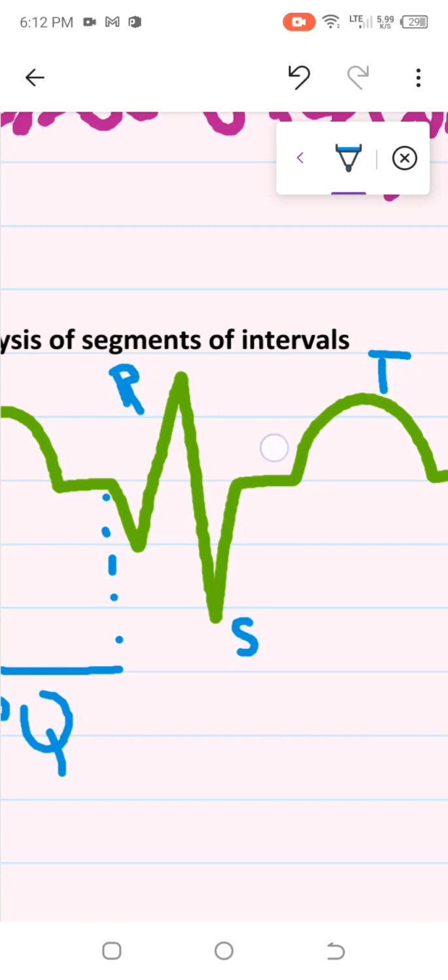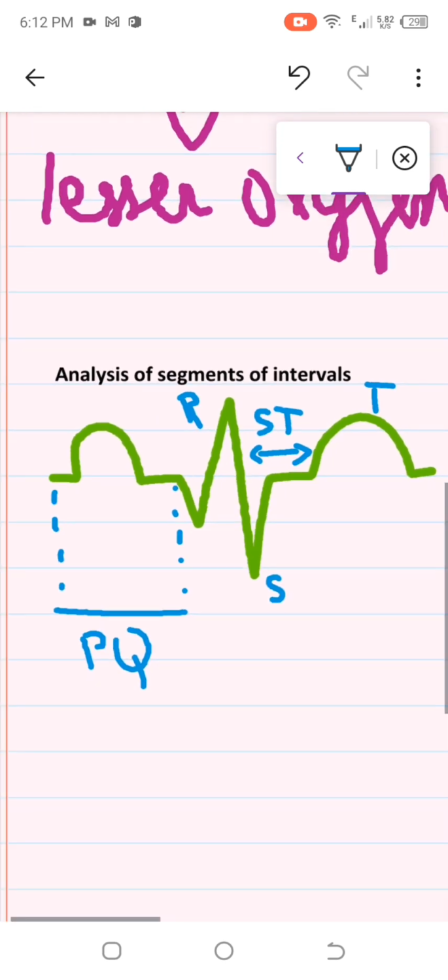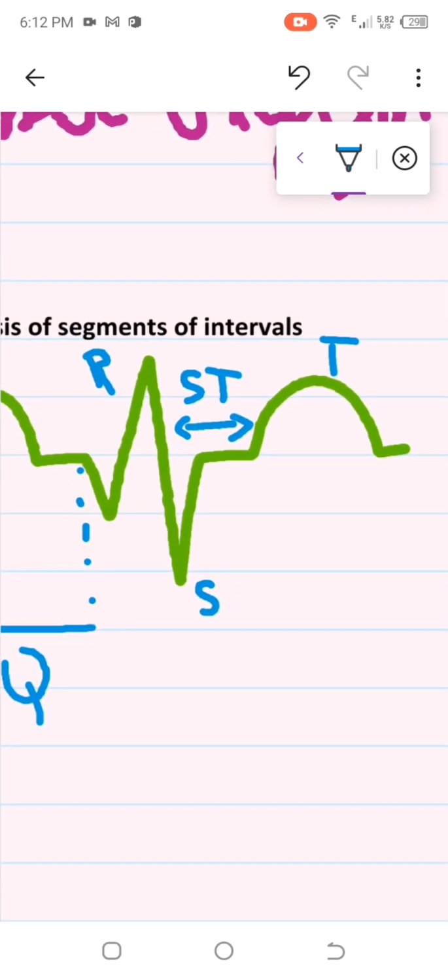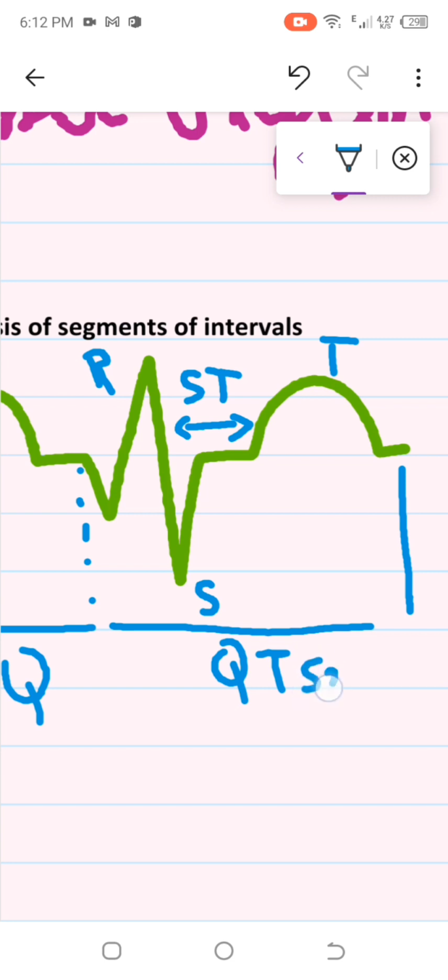From here to here we have the ST complex. Fine. And from here to here, the whole thing, we have the QT complex, the QT segment, you can say.